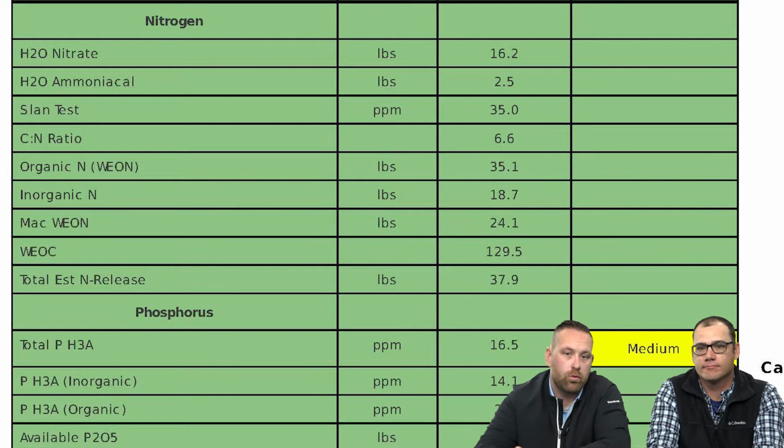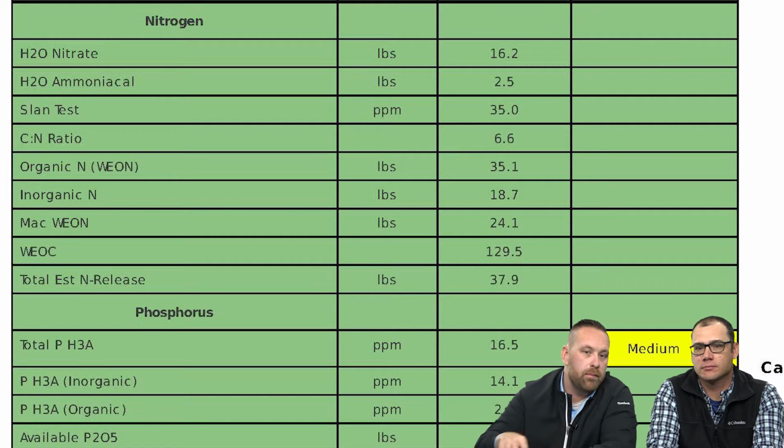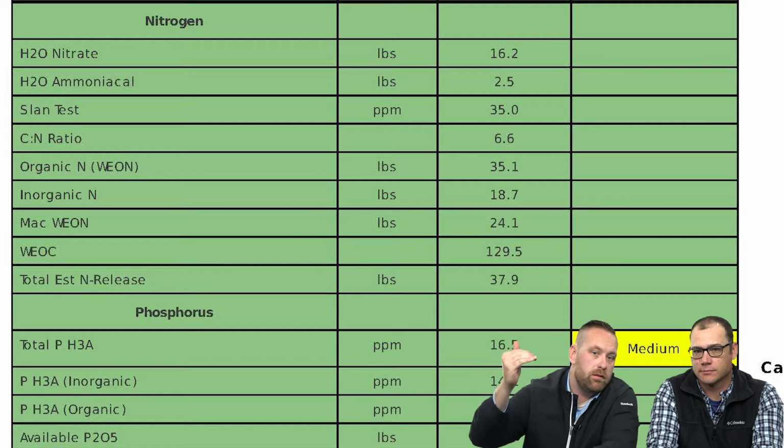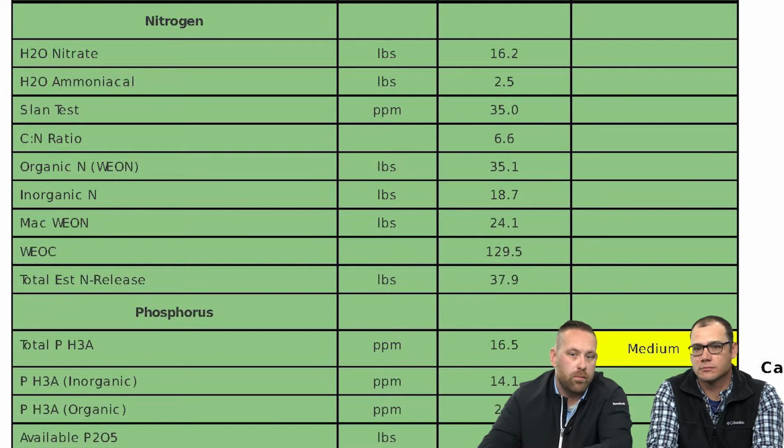As we move down into organic N, that is N that is not plant available. So you see WEON there just to the right. That's water extractable organic nitrogen, so that is nitrogen that needs to be converted before it ever gets recognized as being plant available. So inorganic N is just taking your H2O nitrate added with your H2O ammoniacal, and that gives you your plant available. So we have 18.7 pounds of total plant available N today.